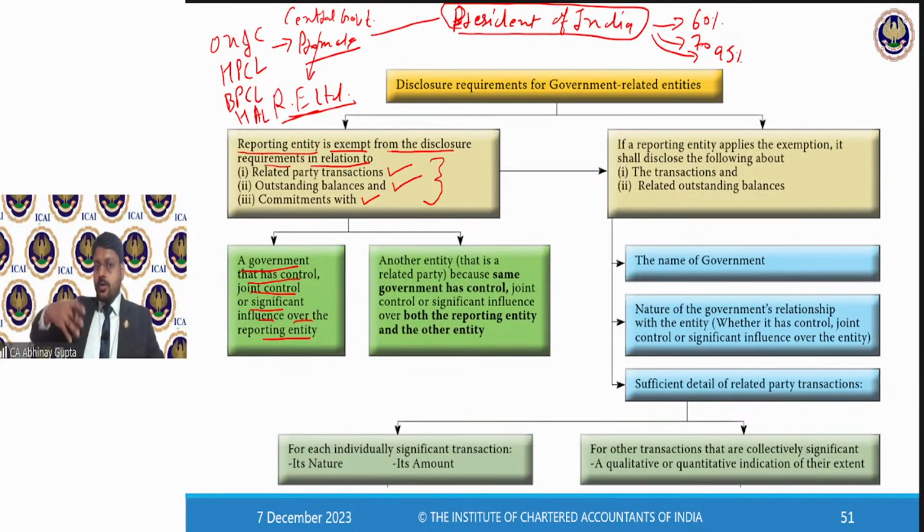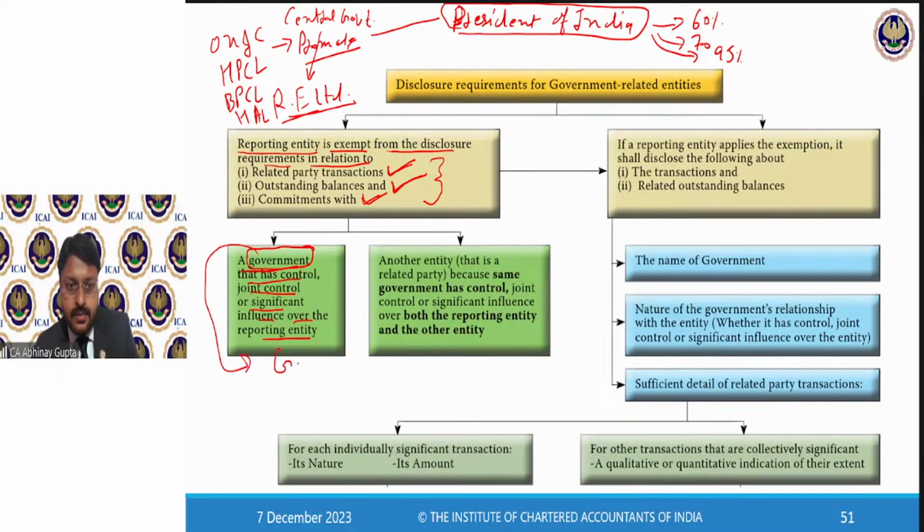government only, right? So while preparing their financial statements, it might be possible that these entities might have entered into certain transactions with the government itself, right? During the year. Possible, not possible? Possible. So the standard is saying the reporting entity, that is ONGC, HPCL, BPCL, etc., is exempt from the disclosure requirements in relation to these related party transactions and the outstanding balances and the commitments with the government, right? And government here means central government, right?